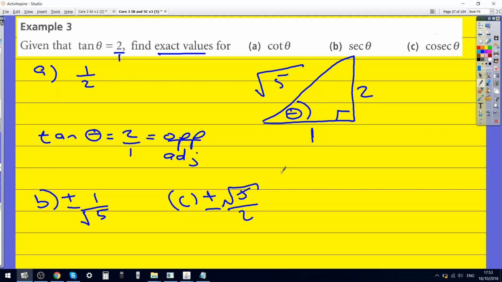To get an approximate value, use your calculator. To get an exact value, you have to go back to SOHCAHTOA. The tan of theta is 2, which is 2 over 1. Opposite over adjacent, opposite is 2, adjacent is 1. Calculate the hypotenuse and then use the triangle to get sine, cos, cosecant, secant, and you have to go back to your CAST diagram to say they'll either be positive or negative. Any questions there? No. Okay.